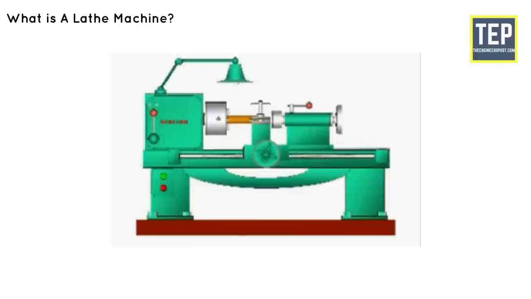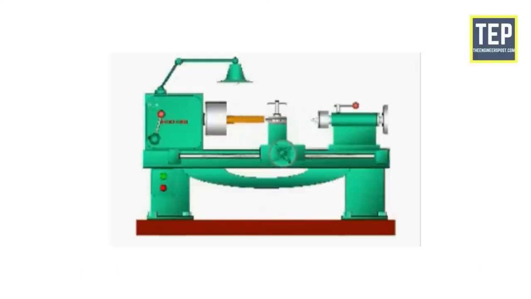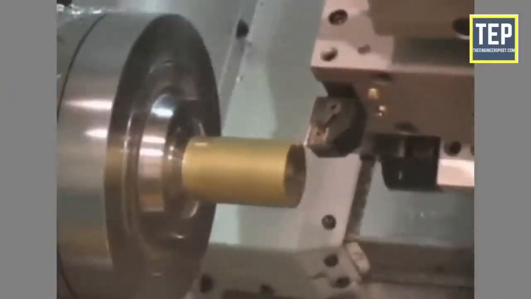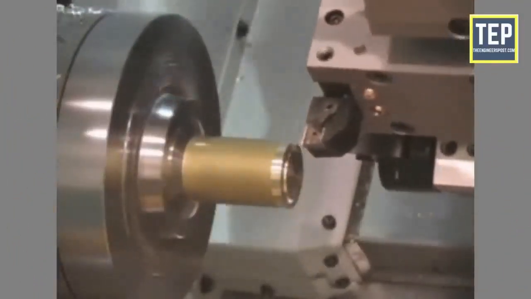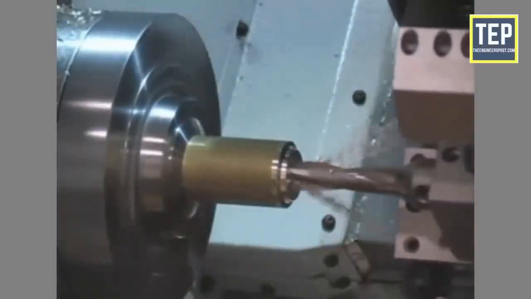The main function of a lathe is to remove metal from a workpiece to give a required size and shape. The tool is held still and the workpiece is rotating about an axis of rotation to perform various operations with the help of different tools.